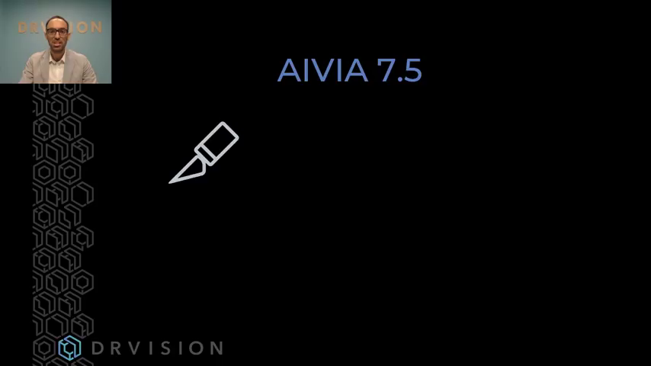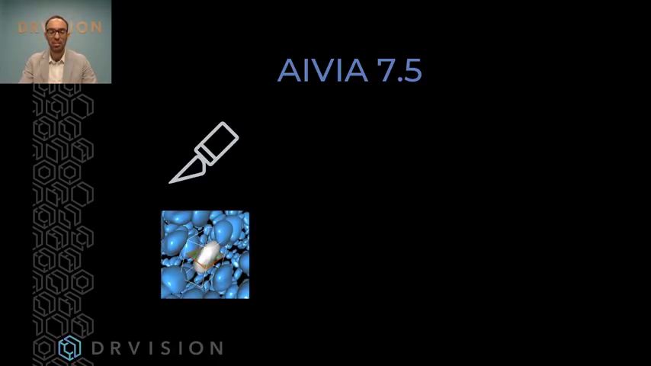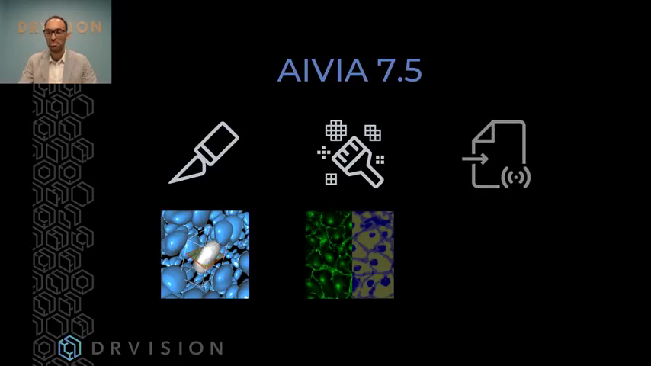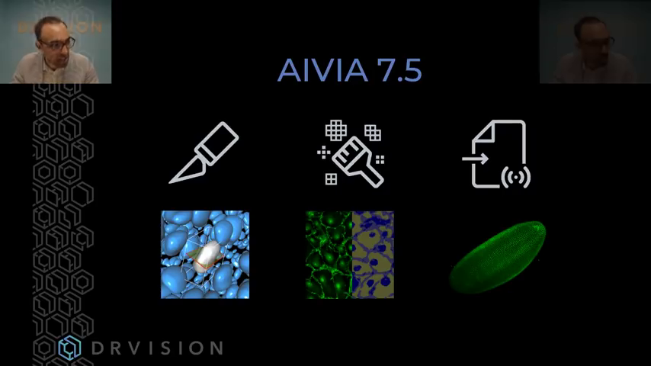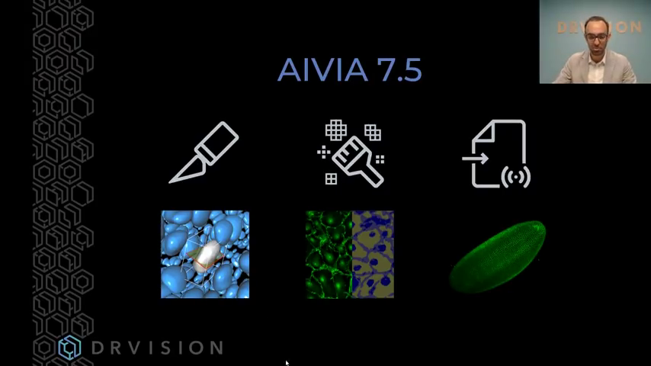So in summary, these are the 3 features that we covered today: the mesh cutting tool, the pixel classifier, and the live import. And I think now I will progress to the live demo, which is always a very nice part. It's my favorite part, actually.